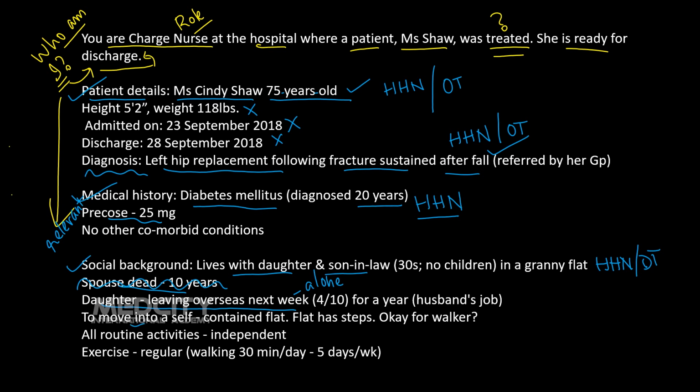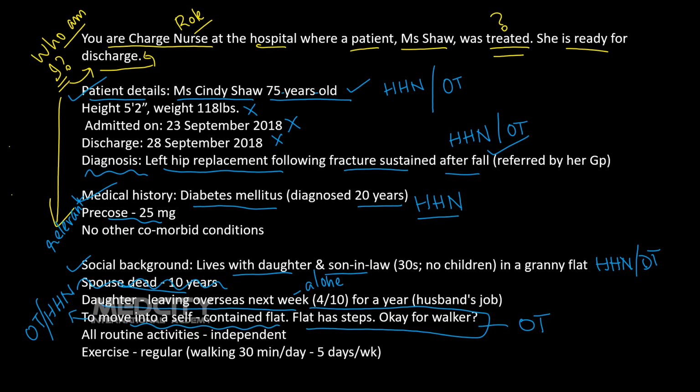To move into a self-contained flat. Okay, so this is information that the home health nurse will have to know, plus the occupational therapist. So both will need to have an idea of this particular piece of information. Flat has steps, okay for walker. Now this is an everyday activity, right? Walking, moving, mobility. So this is what the occupational therapist will need to know. A nurse does not require this kind of information, so that can be avoided.